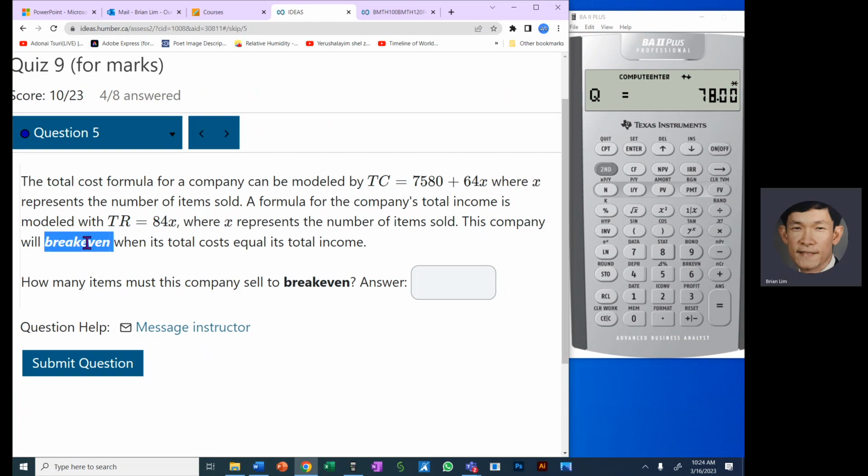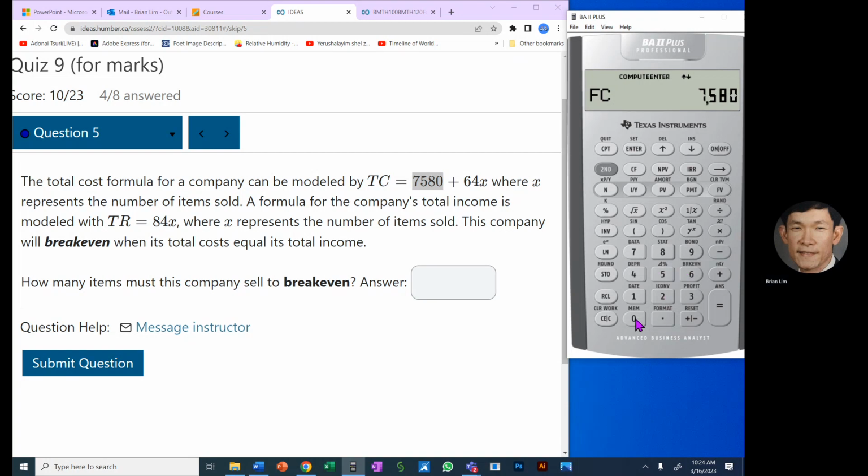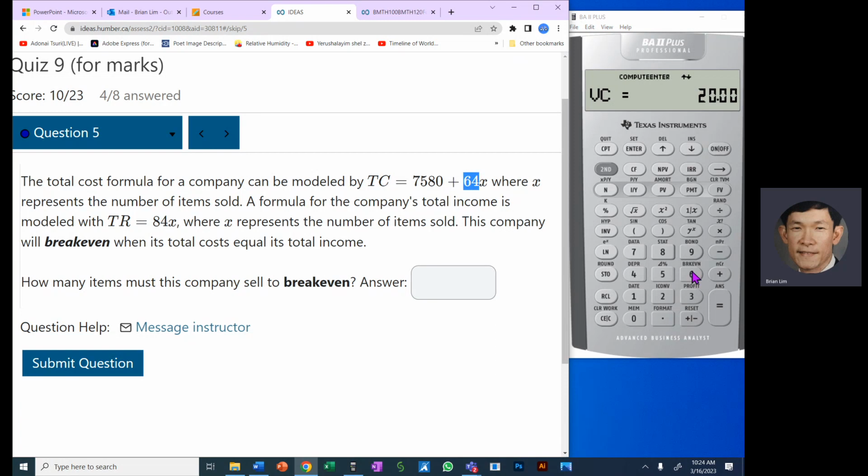This company will break even when its total cost, so it actually tells us what is break even. It's when total cost equals total income. So how many items must the company sell to break even? All right, so let's go. The fixed cost is this number right here, 7580, and we enter. The variable cost is this 64 right here, 64, enter.